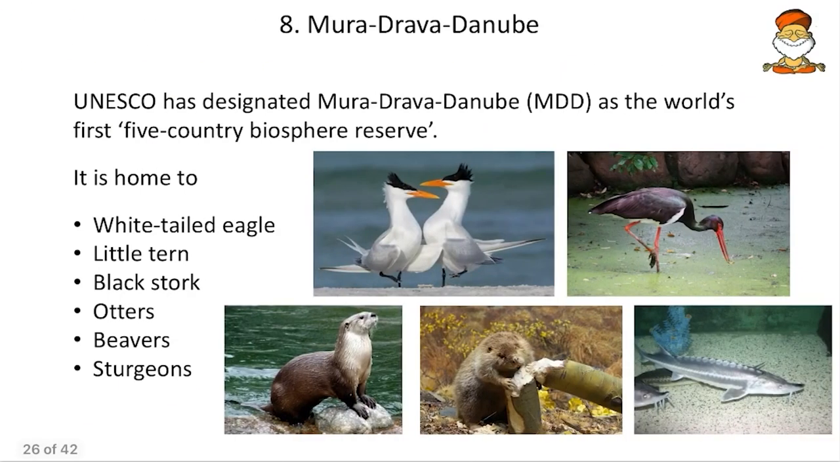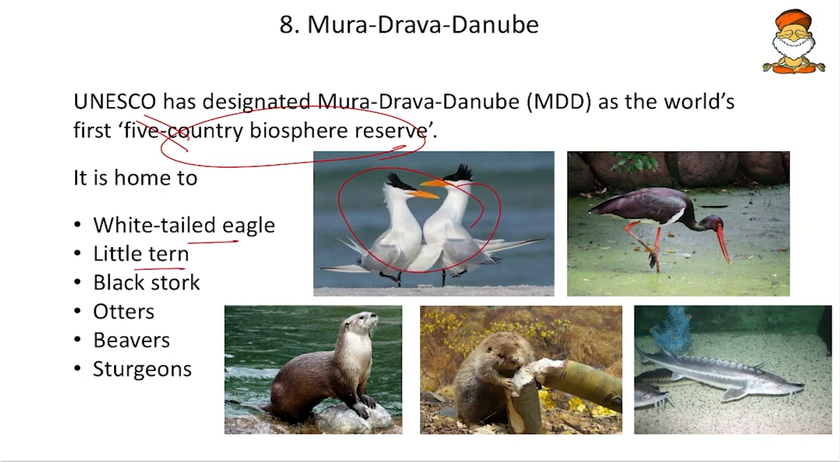And then coming to the next, Mura, Drava and Danube. UNESCO has designated Mura, Drava and Danube as the world's first 5-country biosphere reserve. This is a biosphere reserve recognized by UNESCO under the Man and Biosphere Program, but it extends to 5 nations. So that is the specialty. And this is home to several animals and birds, like the white-tailed eagle and the little tern.